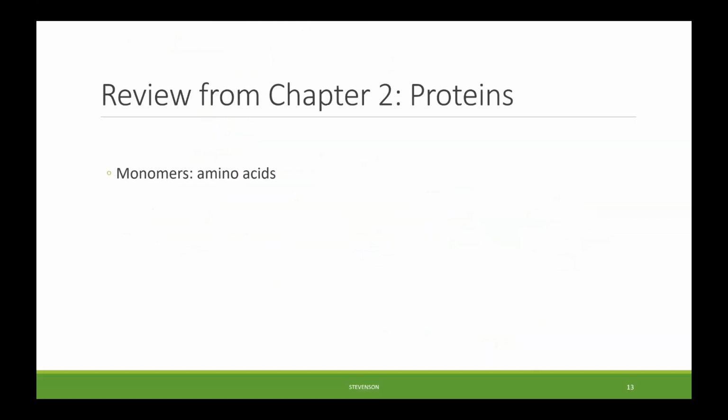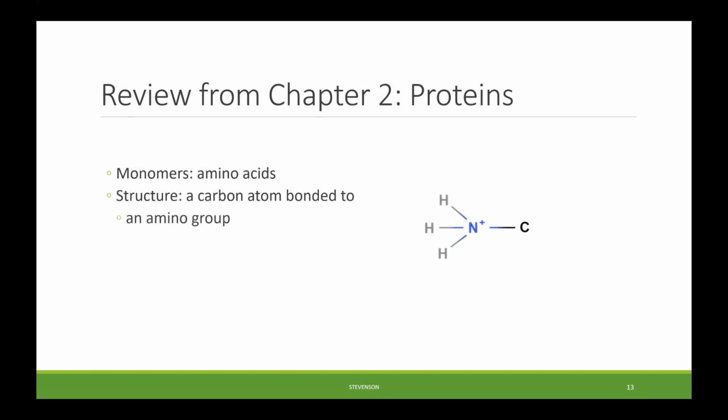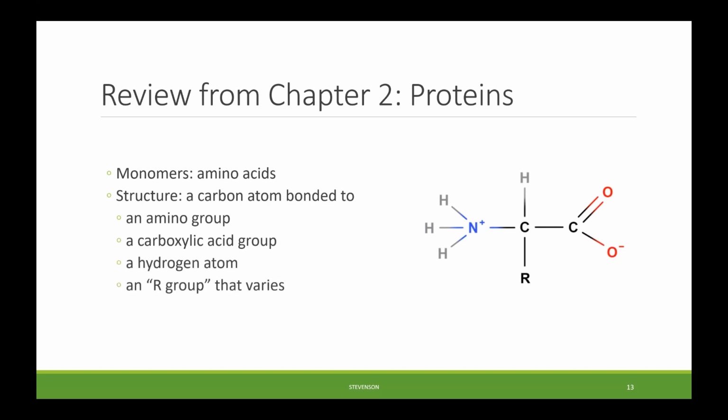But to get there, we need to revisit also what we previously saw about proteins. So in chapter 2, we learned that proteins are made up of monomers called amino acids. We also learned that amino acids have a chemical structure that starts with a central carbon atom that's attached to 4 separate things. There's an amino group, which is a nitrogen attached to 3 hydrogen atoms. There's a carboxylic acid group, which is a carbon attached to 2 oxygen atoms, a hydrogen atom at the top, and then something called an R group, which varies in its structure.